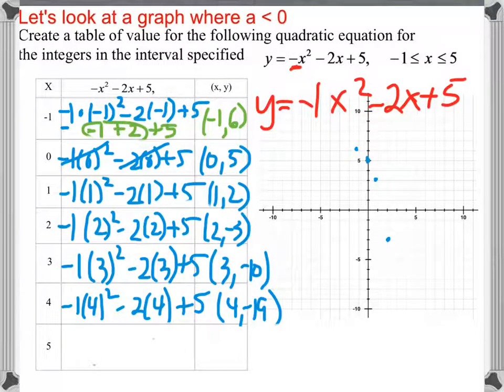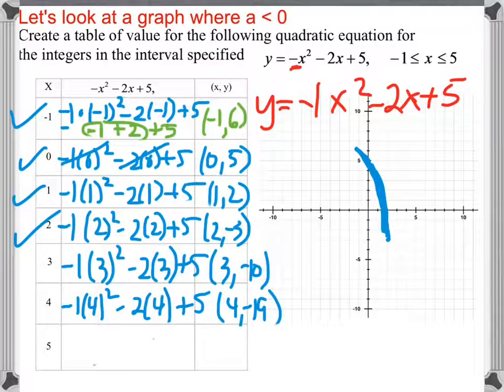Okay, so I filled in the table up to 4, and I plotted the points. What I want you to notice is that if I connect these points, I plotted this point, this point, this point, and this point, it looks like the graph is curving upward.